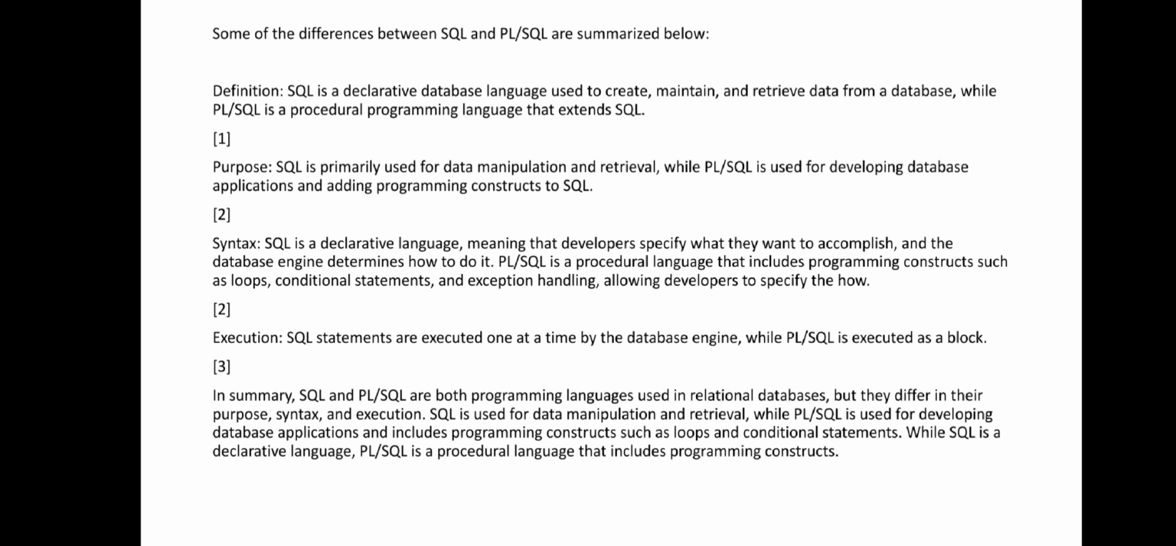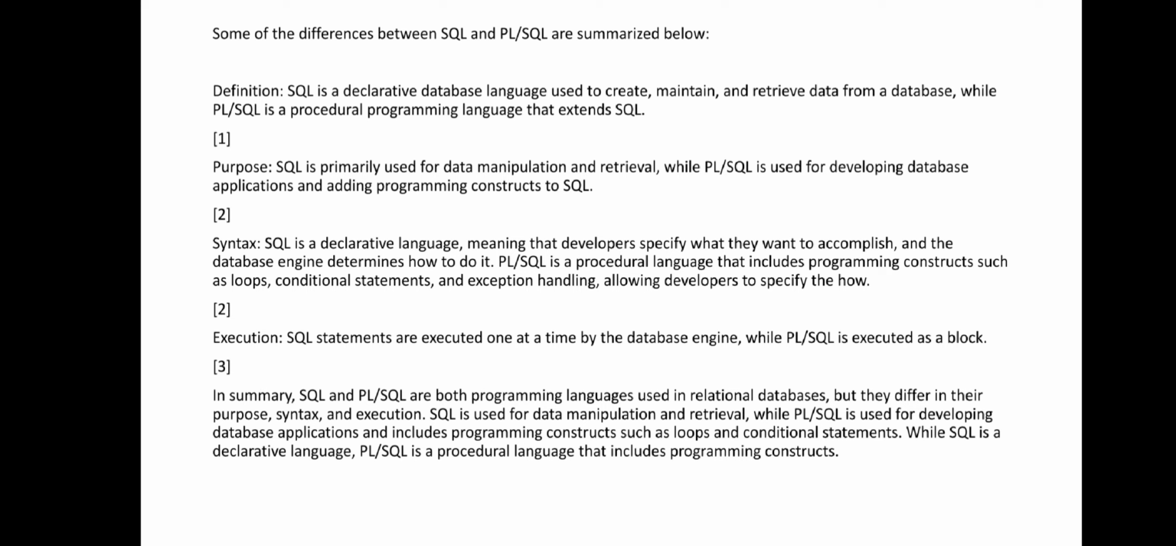Some of the differences between SQL and PL/SQL are summarized below. Definition: SQL is a declarative database language used to create, maintain, and retrieve data from a database, while PL/SQL is a procedural programming language that extends SQL. Purpose: SQL is primarily used for data manipulation and retrieval, while PL/SQL is used for developing database applications and adding programming constructs to SQL. Syntax: SQL is a declarative language, meaning that developers specify what they want to accomplish and the database engine determines how to do it.